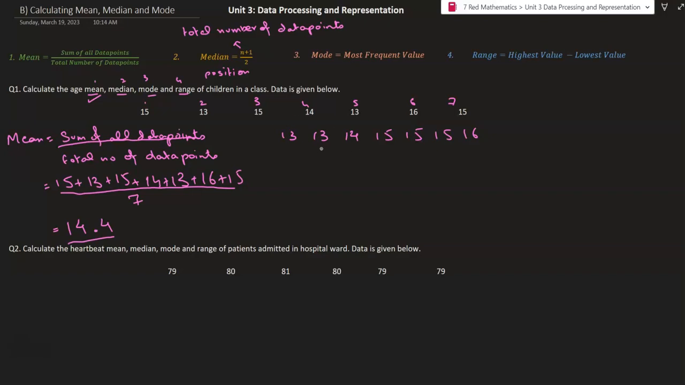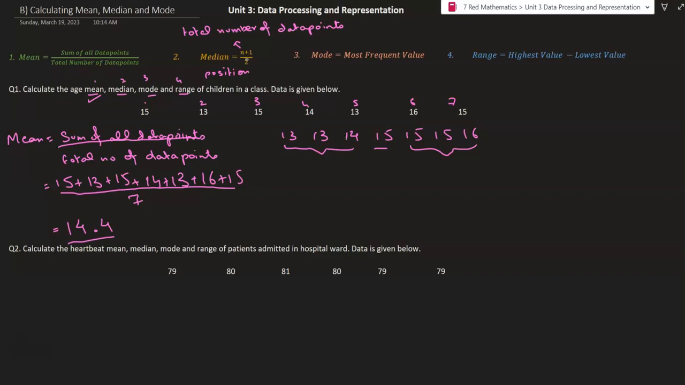So from here I can see that it has 1, 2, 3, 4, 5, 6, and 7 values. So if I take 3 on this side and 3 on this side, then this position is the middle position, and the answer to that is 15. And so our median is basically 15.